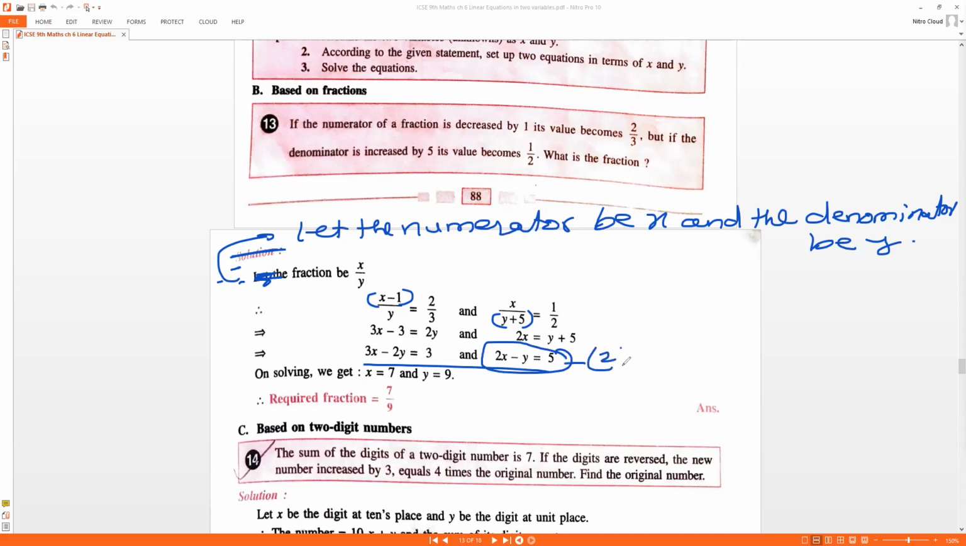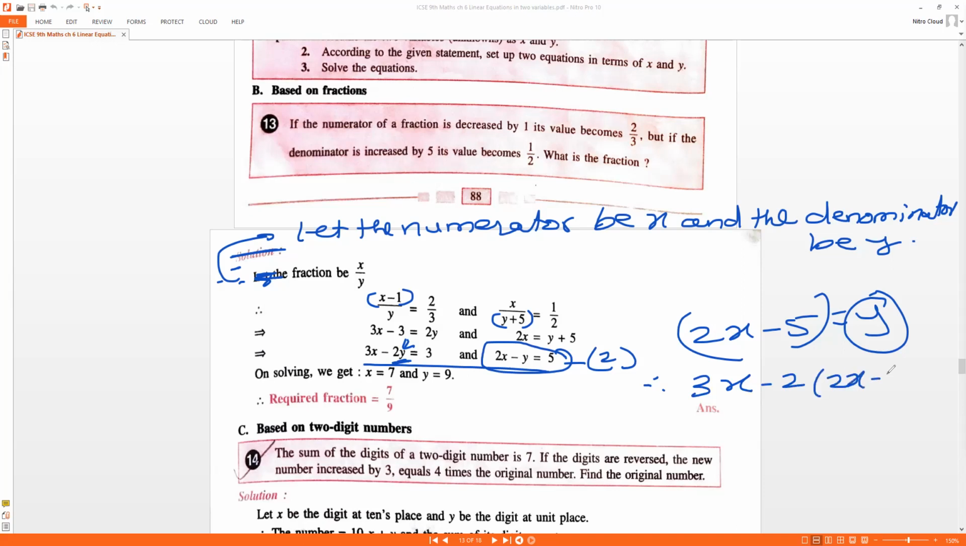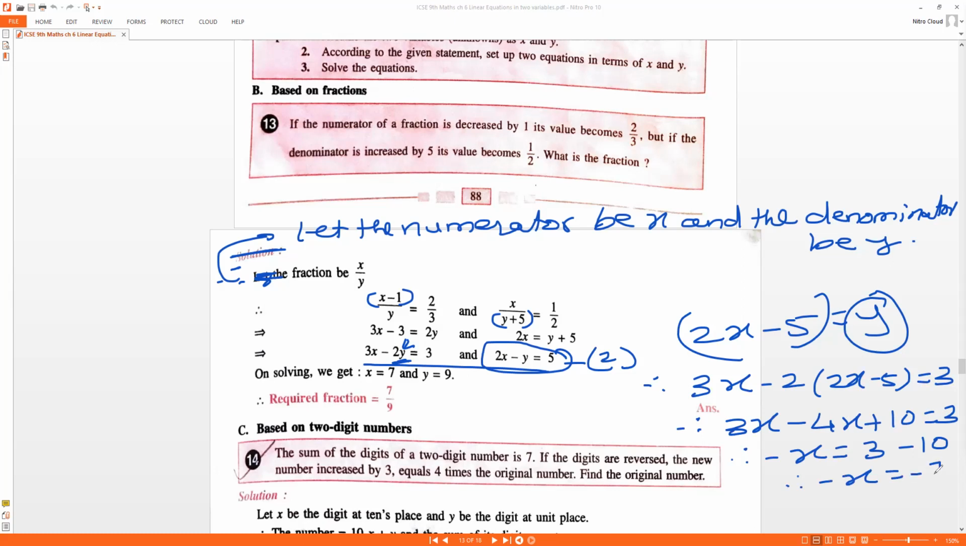If you look at equation 2 here, 2x minus y is 5. So I will say 2x minus 5 is equal to y, right? So instead of y, I can use this value and put it here. So what do you get? 3x minus 2 into bracket 2x minus 5 is equal to 3. So you get 3x minus 4x plus 10 is equal to 3. So you get minus x is equal to 3 minus 10. So minus x is equal to minus 7. That means x is equal to 7. So here we have used elimination by substitution. Have you understood why? Is that clear?